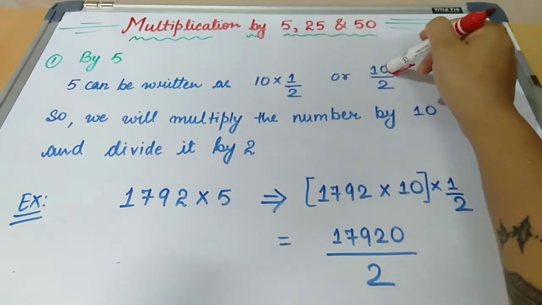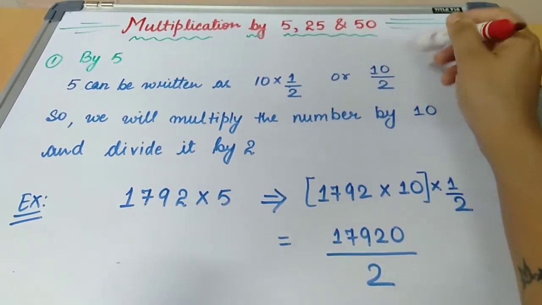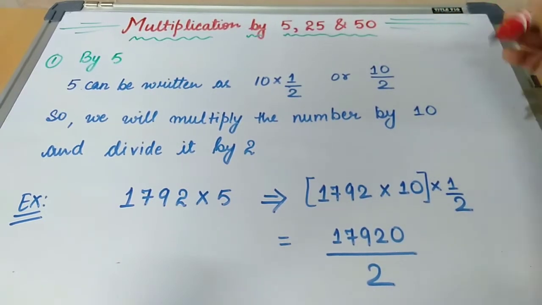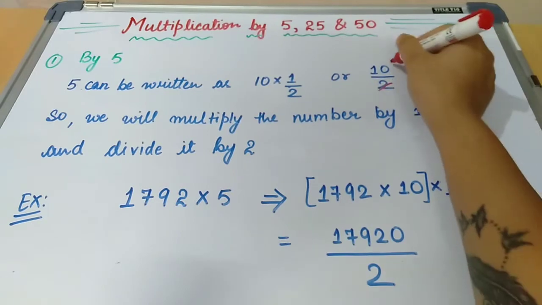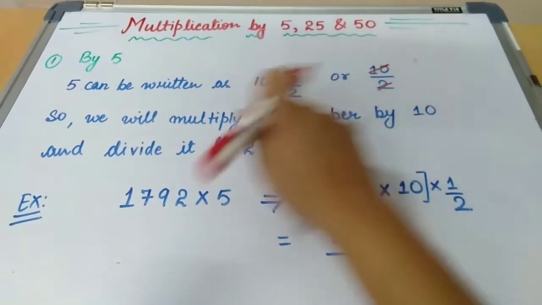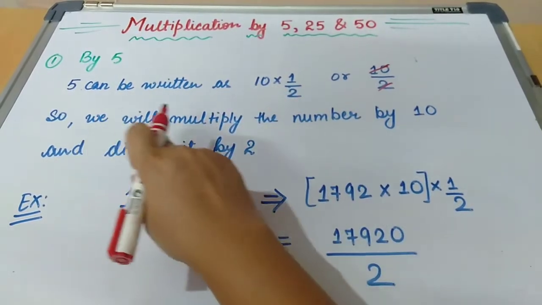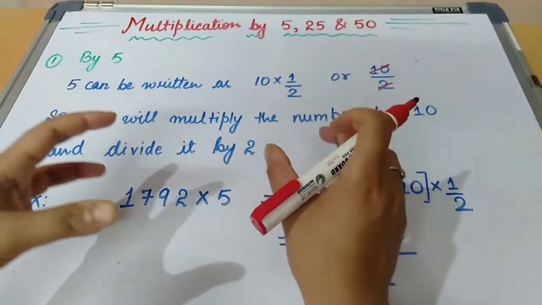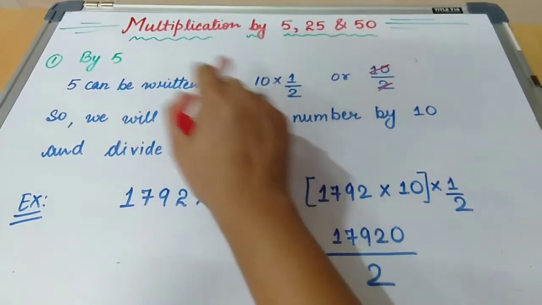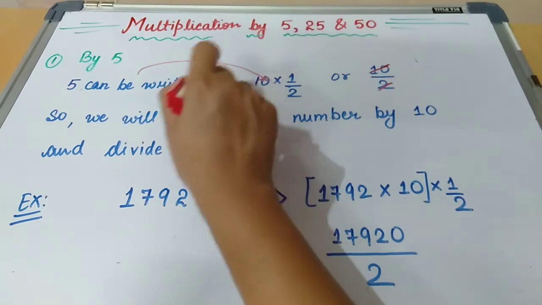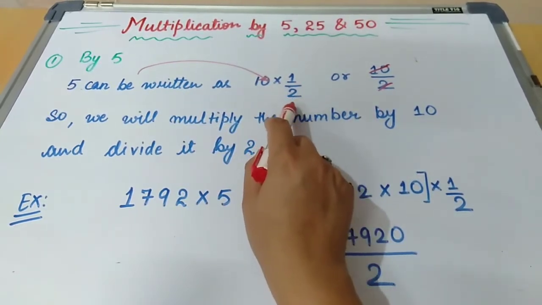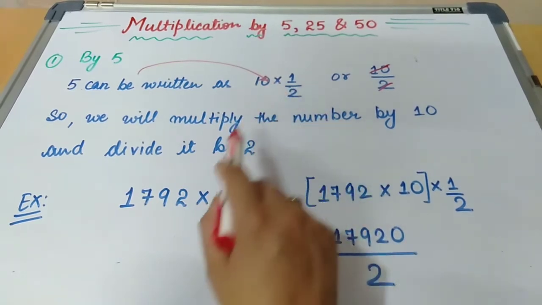That means 10 is divided by 2, or we can say that, see, 2 5s are 10. So if we divide, what we will get? We will get 5 only. Okay, 2 5s are 10. We can directly divide it like this also. So what we will do, any number that we have taken, we will multiply the number by 10. Since 5 can be written in this form also, we will multiply it by 10, and then here in the denominator 2 is written, that's why we will divide it by 2.